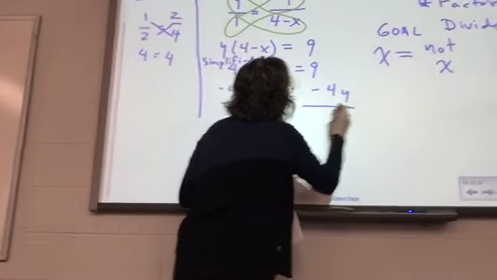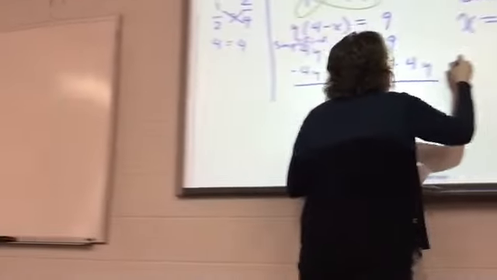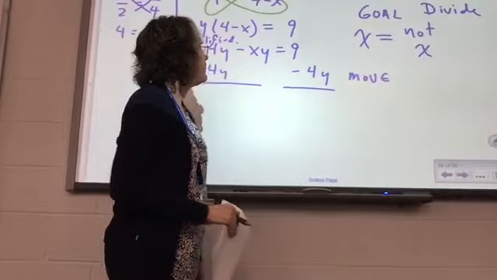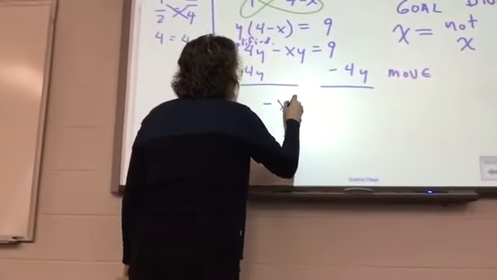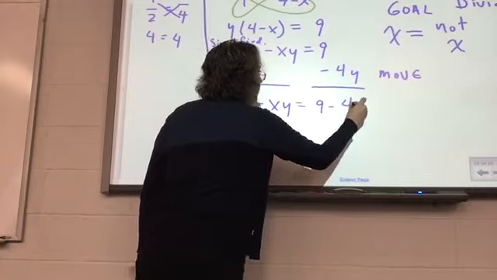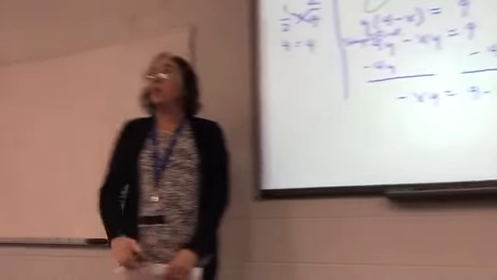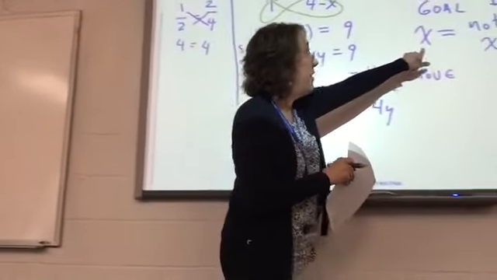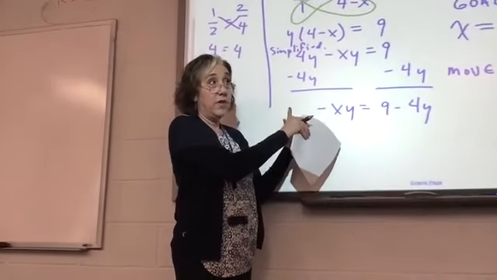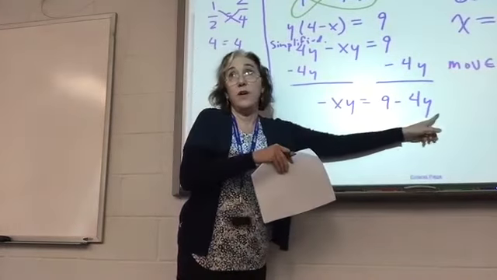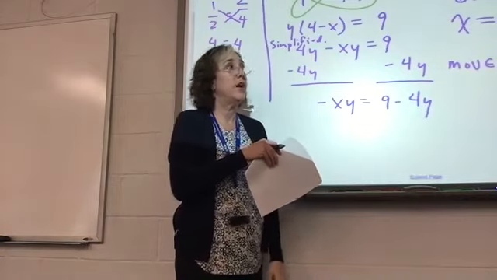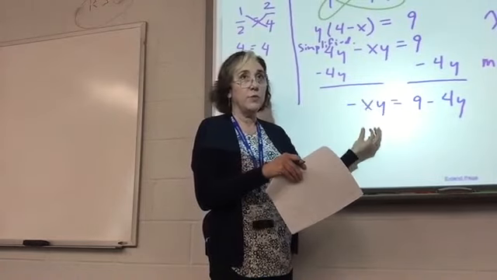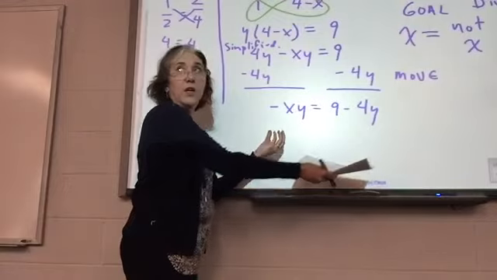Okay, so we're going to move the term that doesn't have the letter that I'm solving for. What am I left with? Negative xy equals 9 minus 4y. So the purpose of the move step is to get the variable you're solving for only on the left. And anything that doesn't have that variable will be on the other side. I said left, but the sides don't matter. What matters is if we're solving for x, we've only got x terms now and only got non-x terms now.